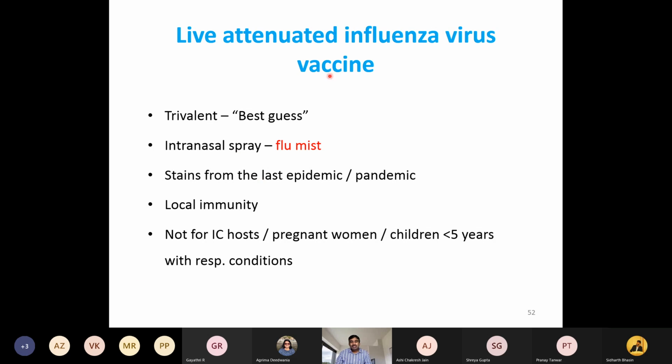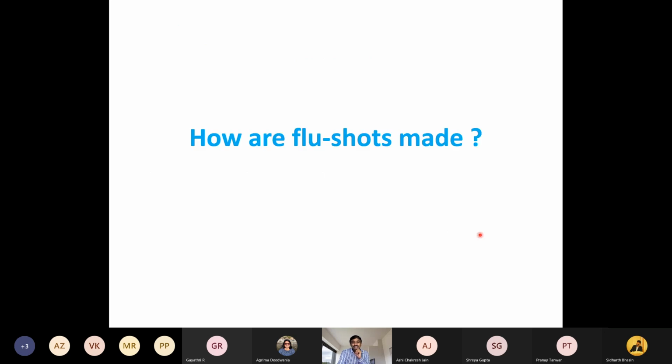The disadvantage with this class of vaccine, as it is with the live oral polio vaccine also, is that it cannot be given to certain groups, including immunocompromised groups. This is not true for oral polio vaccine, but here it's true because for some children who have pre-existing respiratory conditions, it may be dangerous to give a live attenuated vaccine, so they are given a killed vaccine.